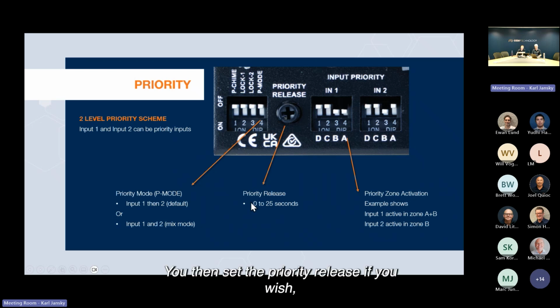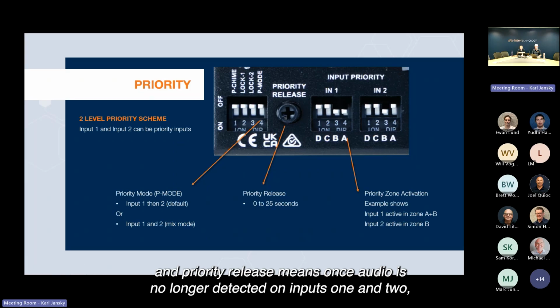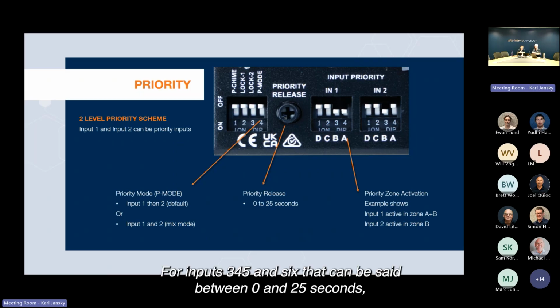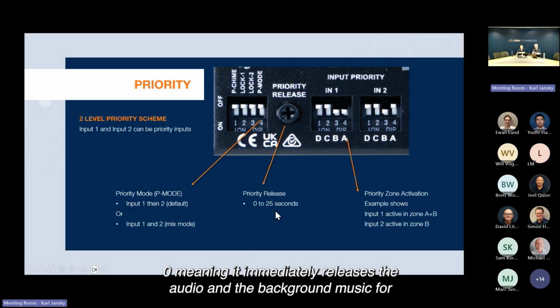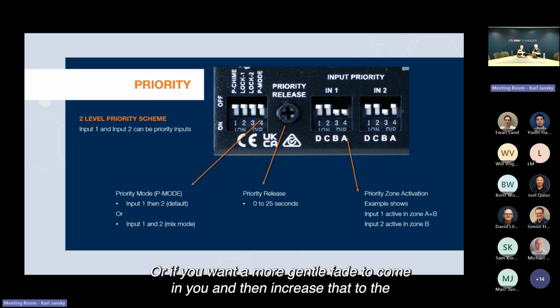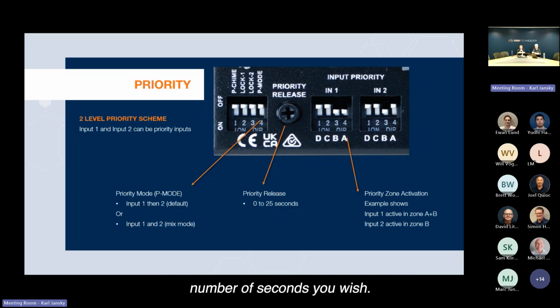You then set the priority release if you wish, and priority release means once audio is no longer detected on inputs 1 and 2, it will then fade the audio back in for inputs 3, 4, 5, and 6. That can be set between 0 and 25 seconds, 0 meaning it immediately releases the audio and the background music, for example, starts playing again. Or if you want a more gentle fade to come in, you would then increase that to the number of seconds you wish.